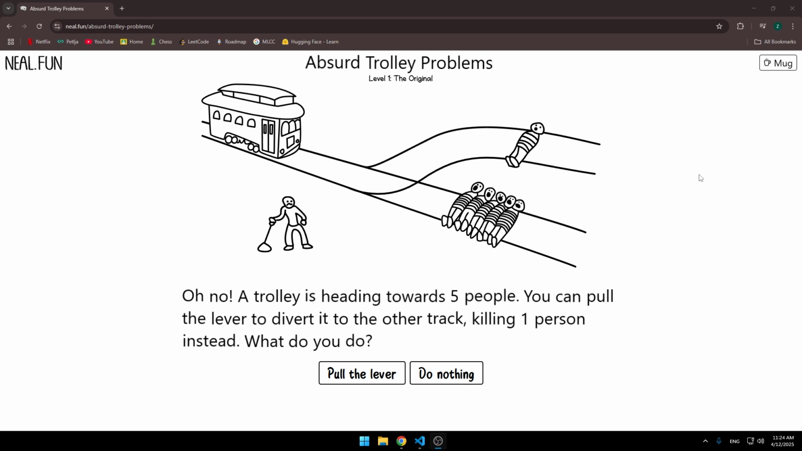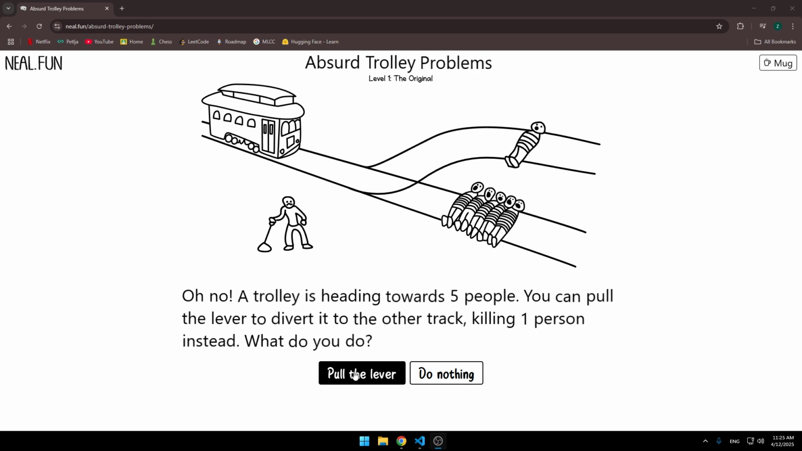Pull the lever. Utilitarianism dictates minimizing harm. Saving 5 lives at the cost of 1 is the lesser evil. It's a brutal choice, but inaction results in a greater loss.